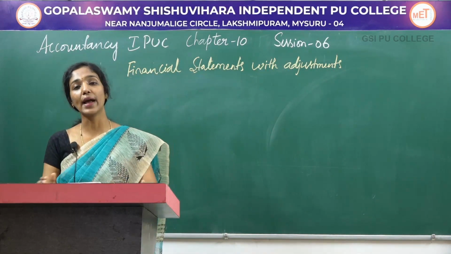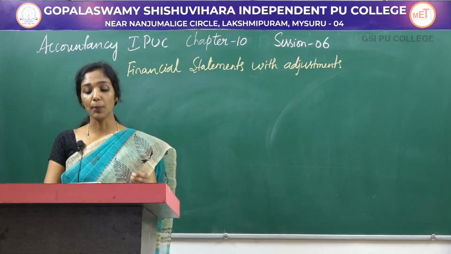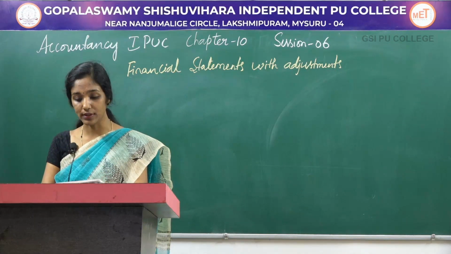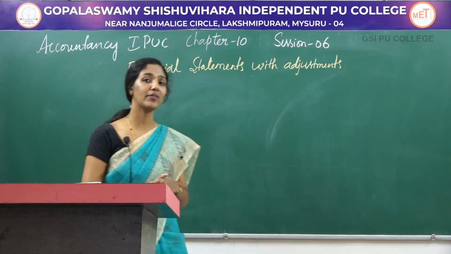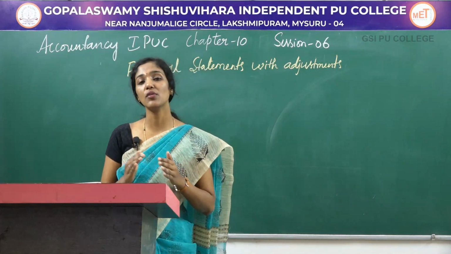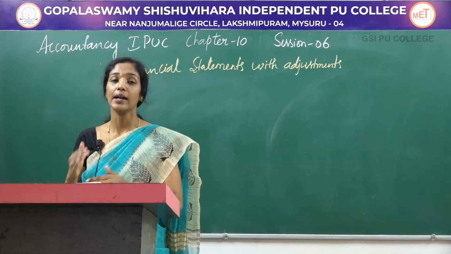So at the end of the accounting period we make provision for next year losses due to discount allowed to them. This provision will be known as provision for discount on debtors.